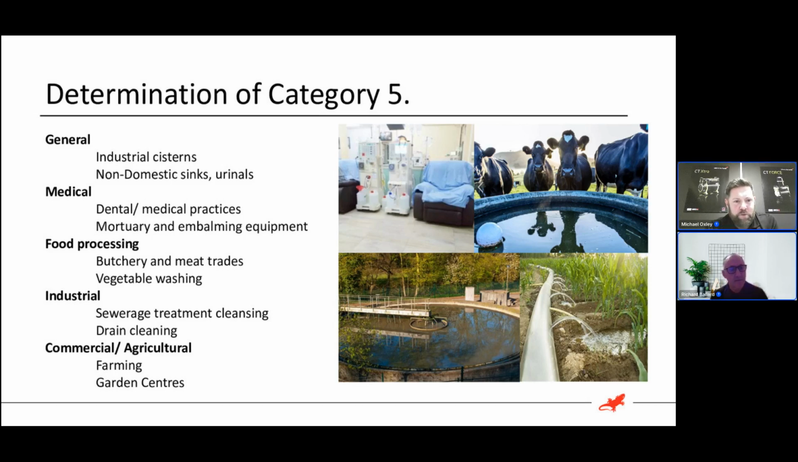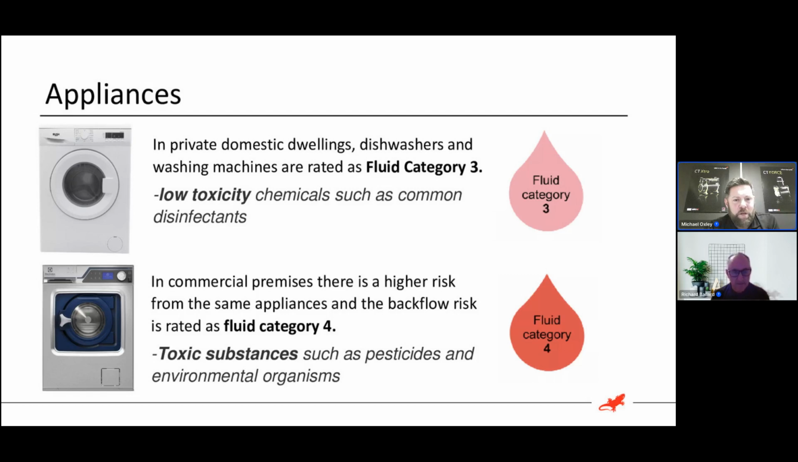I mean, just some on the screen there, just different applications. If it's industrial, agricultural, but I suppose it's where you're putting the appliance as well, isn't it? So you can have a dishwasher in a domestic setting, and you've got no risk, you've got low toxicity chemicals in there, such as disinfectant, but you move through. So the appliance, depending on where it's located, would determine what fluid category you're at risk from. Some commercial premises, there's higher risk, obviously.